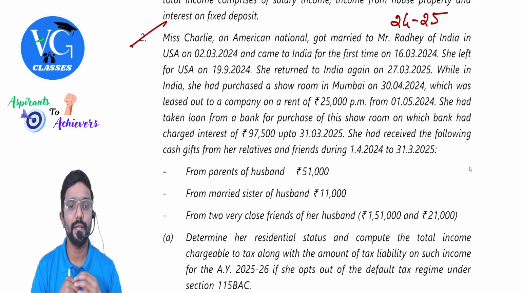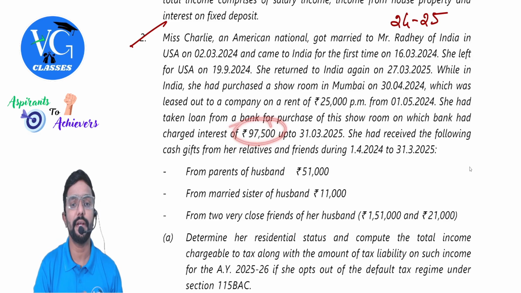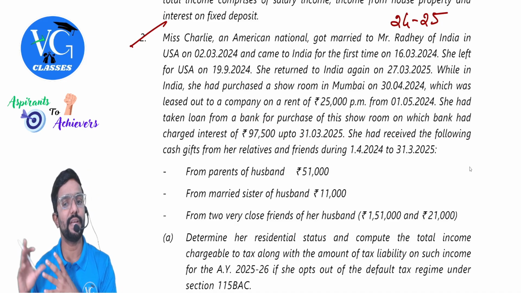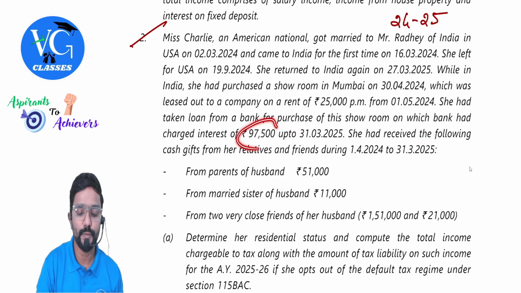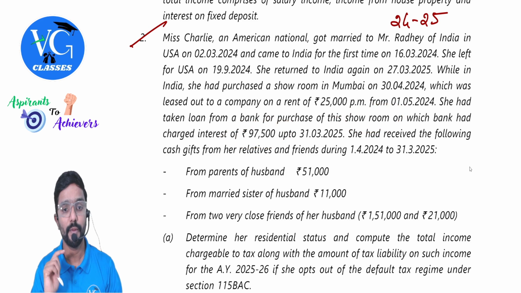She had taken a loan from a bank for purchase of this showroom, on which the bank had charged interest of 97,500 up to 31st March 2025. Interest on loan, and it is a showroom. Please be careful, not a house.